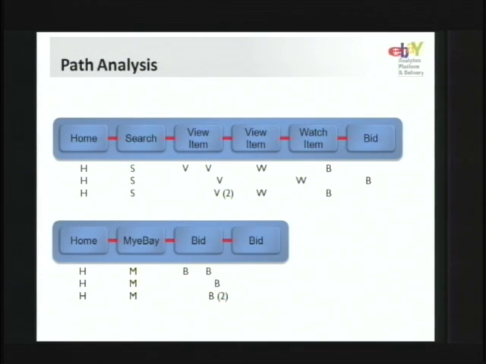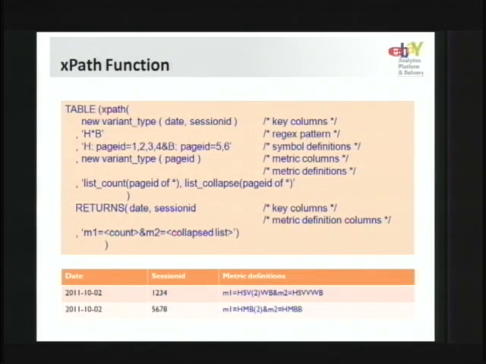how often this happened. And if I take this and put it into what we call an XPath function, by identifying the key columns, by identifying the metric columns, and then identifying a regular expression pattern that allows me to say, OK, I'm only interested right now in whoever started with a home page and ended in a bid. And by the way, our home page is page ID 1, 2, 3, 4, and so on and so on. So you can make your own definitions in there.